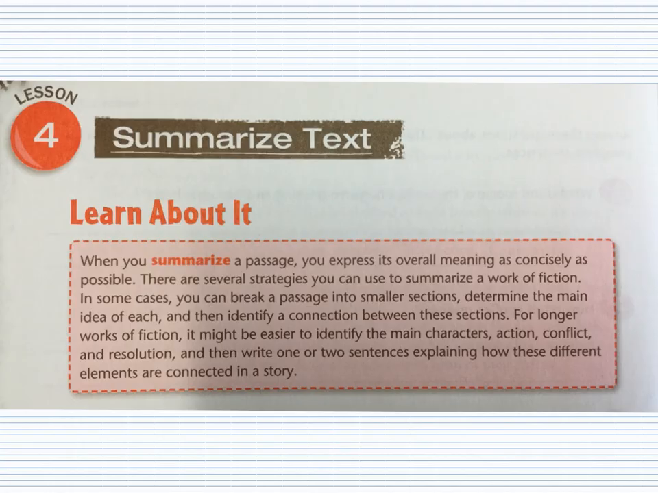So for shorter pieces, sometimes you can break the passage apart into smaller sections. You'd find the main idea of each section, and then maybe make a little transition connection between them. For longer works of fiction, like books, it might be easier to identify what the main characters are, maybe the rising action, the conflict, and then the resolution, and then write one or two sentences explaining how these different elements are connected in a story.